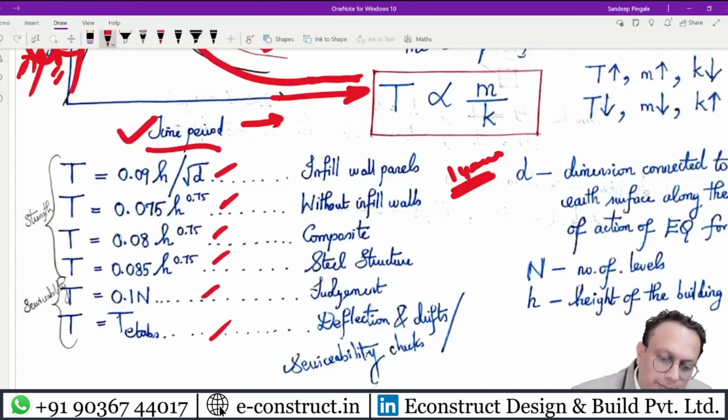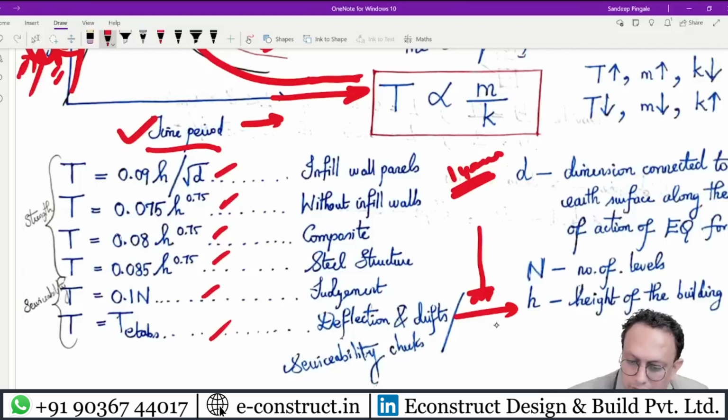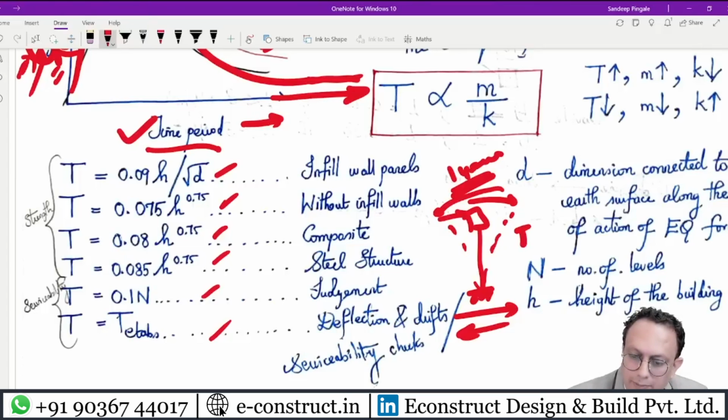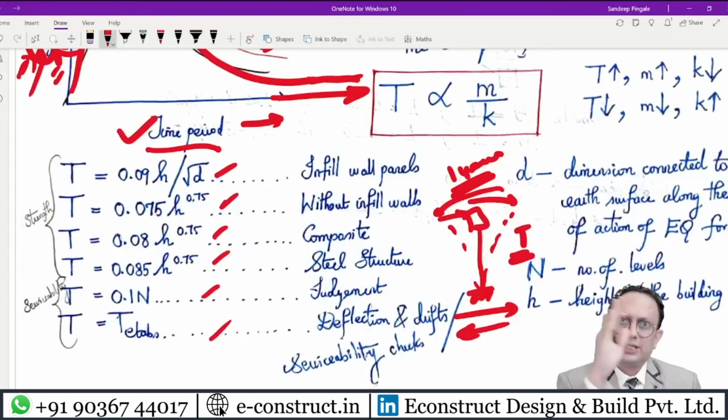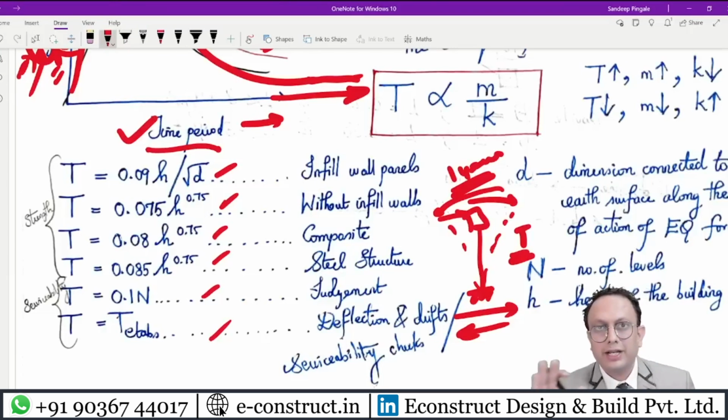Another thing is, what is time period? Take a building, let's say this one. This building will go here, then come here, and then come back to the original state over here. So the time taken to complete one full oscillation is basically the time period of that particular structure. So how to determine that? That's a very important question.